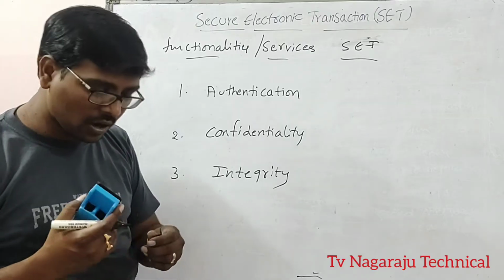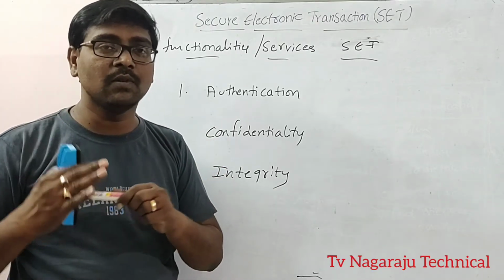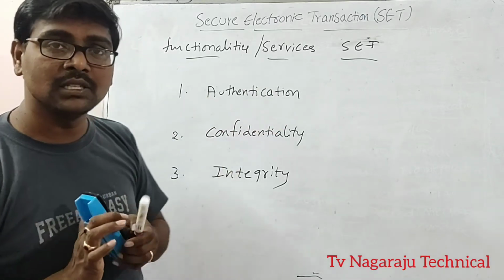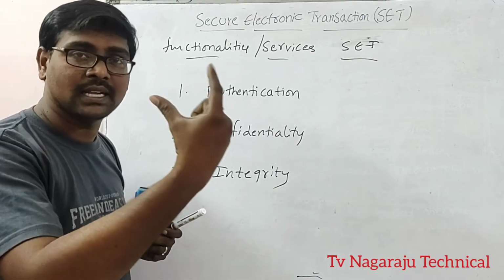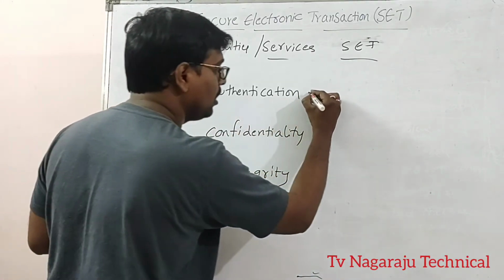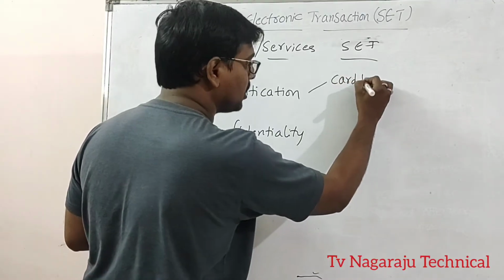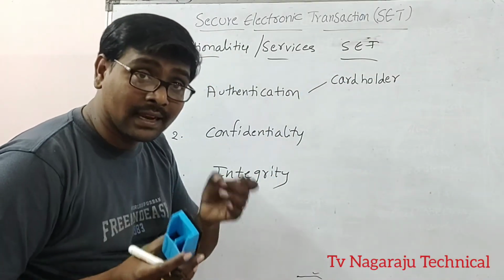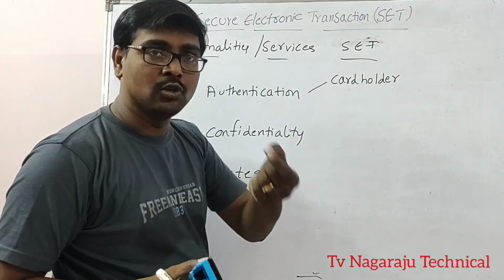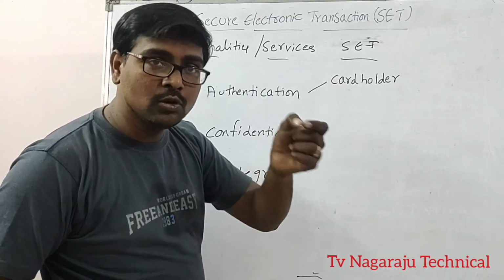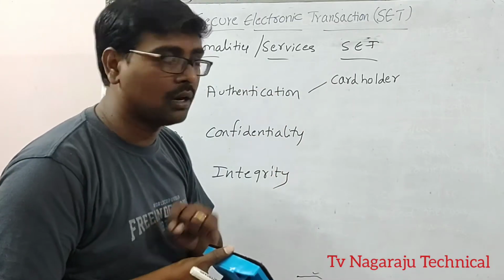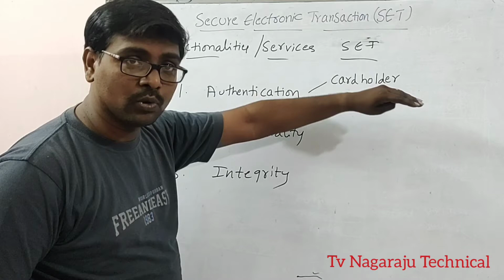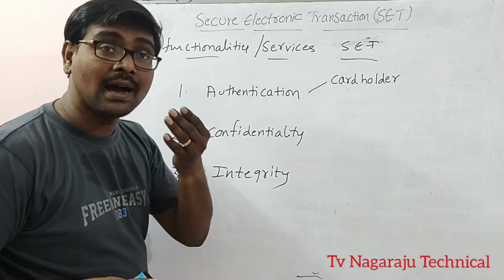Authentication, you know the meaning of authentication. Either sender or receiver, they have to prove themselves. Now, who are the two main persons involved? One is the customer, the second one is the merchant. Here there are two types of authentication. One is cardholder authentication. That means, assuming a credit card is used, they have to prove that the credit card is used by the authorized user or not.